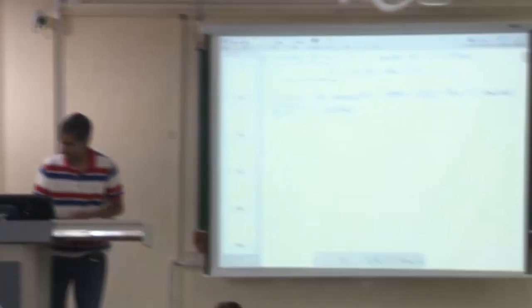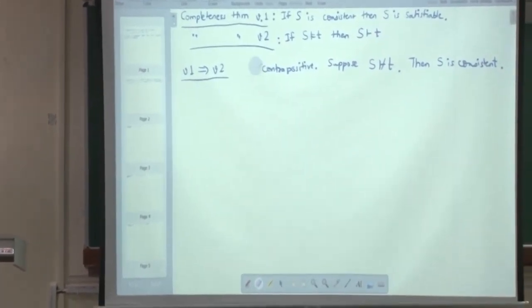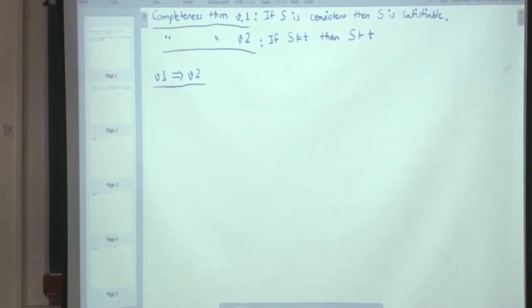Can you use any lemma? If T is a logical consequence of S, then S union negation T is unsatisfiable, and we can use the contrapositive of the first one. Very good. Okay. So we are not using the contrapositive of version 2. We can use the contrapositive of version 1.